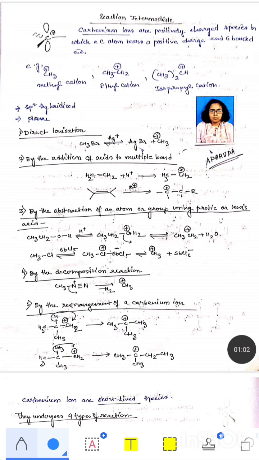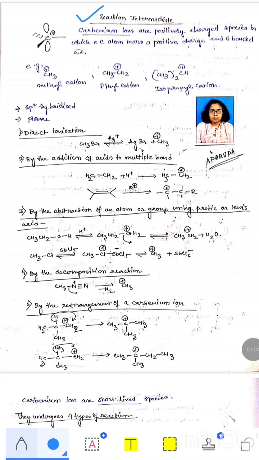Today I have to discuss reaction intermediates. Already I said how many reaction intermediates there are, and they are very important, not only from the point of view of PG chemistry but also for other exams like CSIR NET, because we have to know the concept. Many reactions and many steps are based on the stability of reaction intermediates. Mostly we have already studied radicals.